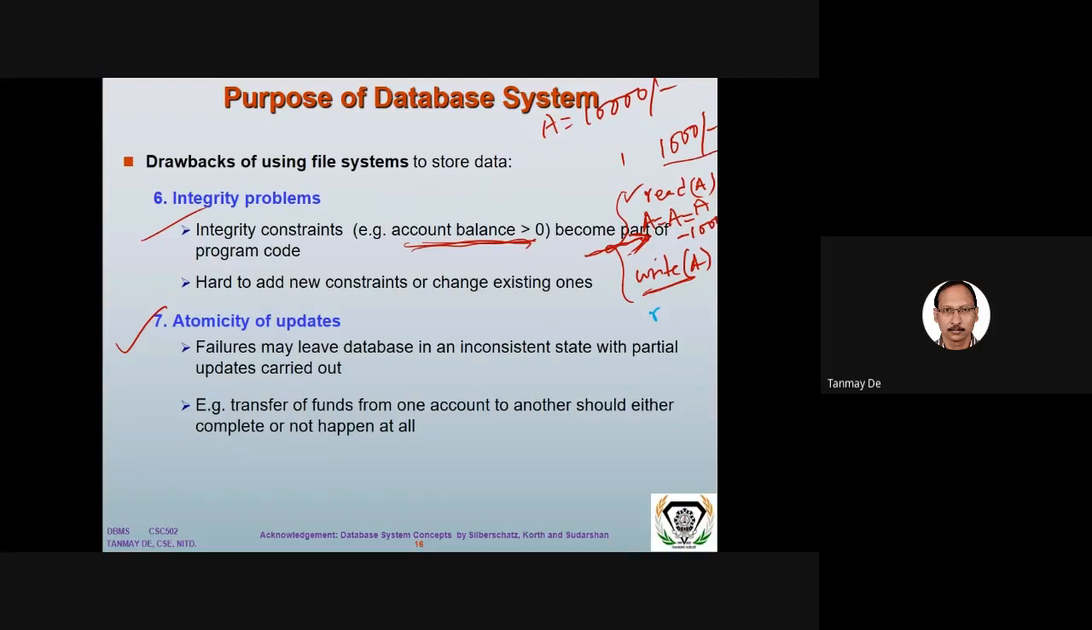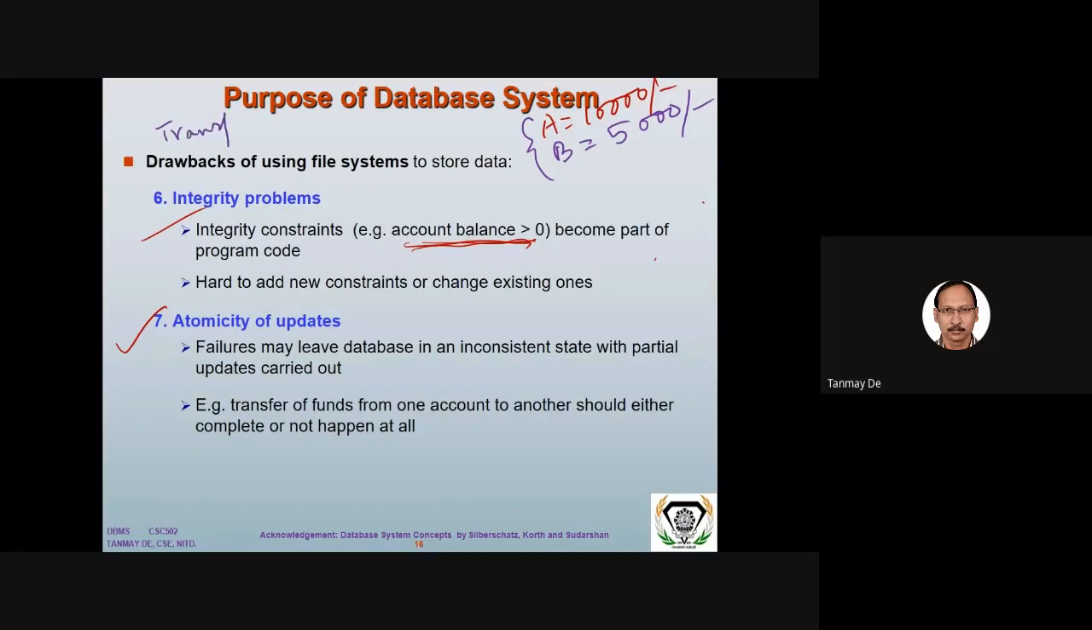Let me take another example. It will be easier for you. Suppose I want to do the task with 500. Account A consists of 10,000 rupees, and account B at that time consists of, say, 5,000 rupees. Okay, two accounts, A and B. Suppose I want to transfer the fund, 500 rupees from account A to account B. What is the task? The task is to transfer 500 rupees from account A to account B.